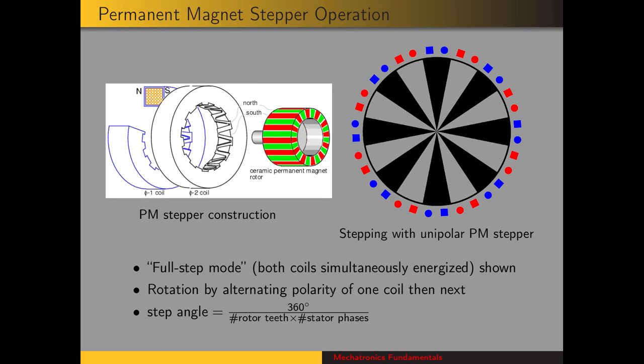So now that we've talked about the construction for a permanent magnet stepper motor, let's look at the operation. We're going to examine one particular mode of operation, which is called full step mode. And in this mode, both coils are simultaneously energized.